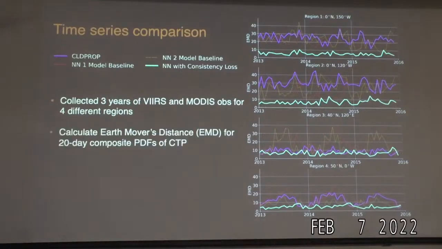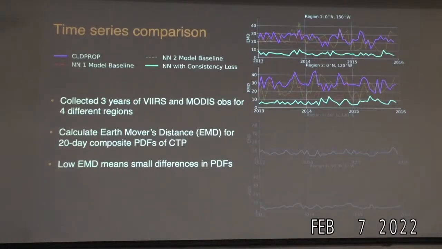What we'll do is we'll calculate a metric called Earth Movers Distance for 28 composite PDFs of cloud top pressure. Earth Movers Distance is a metric that we can use to compare 2 different distributions. A low EMD means 2 PDFs are very similar. High EMD means they are very different. So we want low EMD values, that means low differences in predicted cloud top pressure distributions for these 28 composites. We'll look at the first 2 regions.